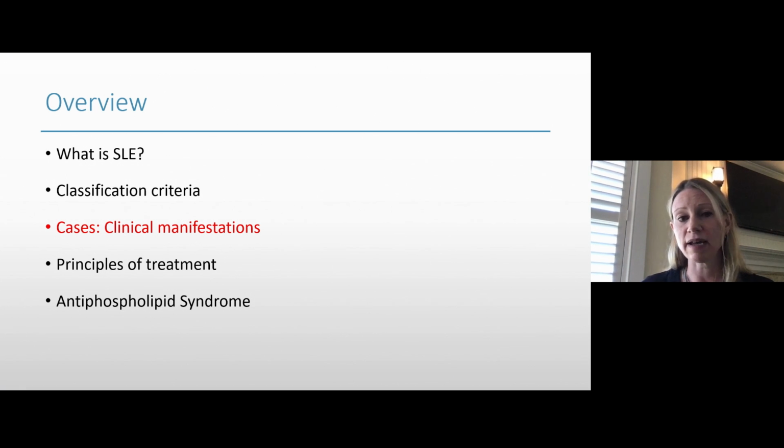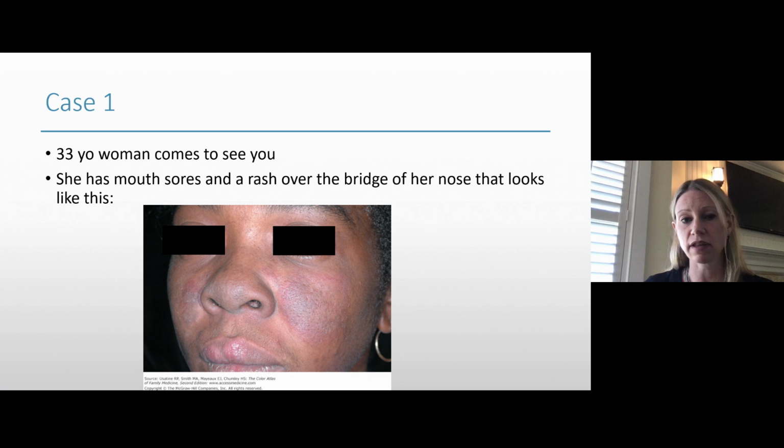So let's talk now about cases, as this is a good way to go through the clinical manifestations of lupus. So this is our first case. This is a 33-year-old woman. She has mouth sores and a rash over the bridge of her nose that looks like this.